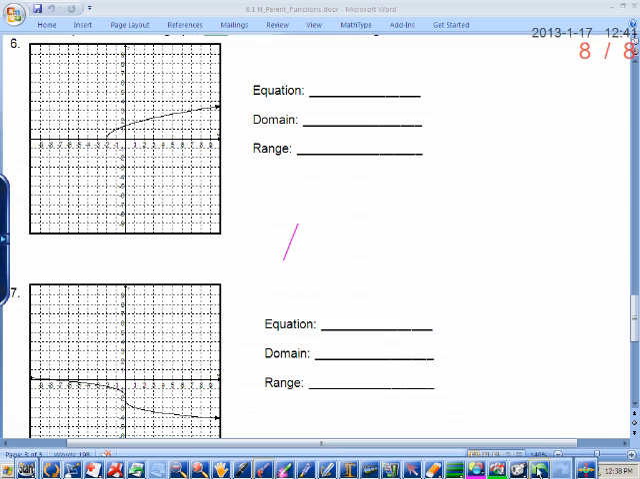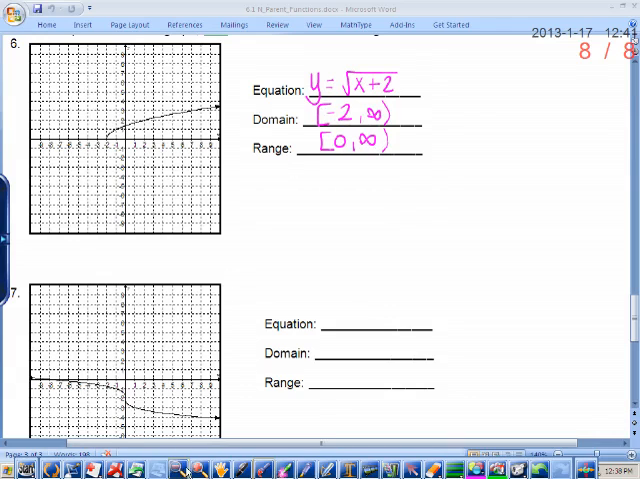All right, let's chat about these. What transformations have been applied to number 6? Left 2. All right, and how do I represent that in my equation? Plus 2 underneath the square root. So that should be your equation. Your domain is negative 2 to infinity, and your range is 0 to infinity. Questions on that one?